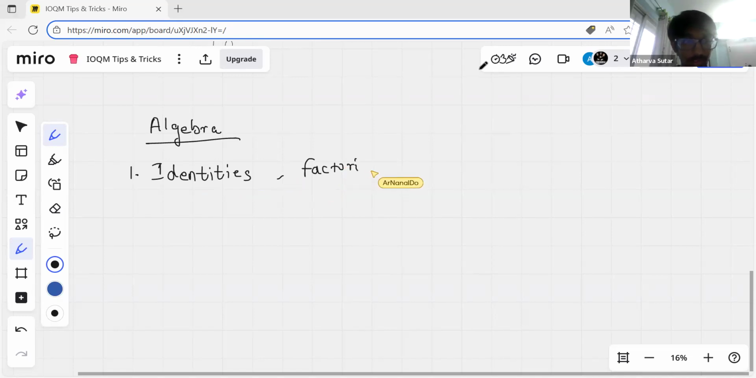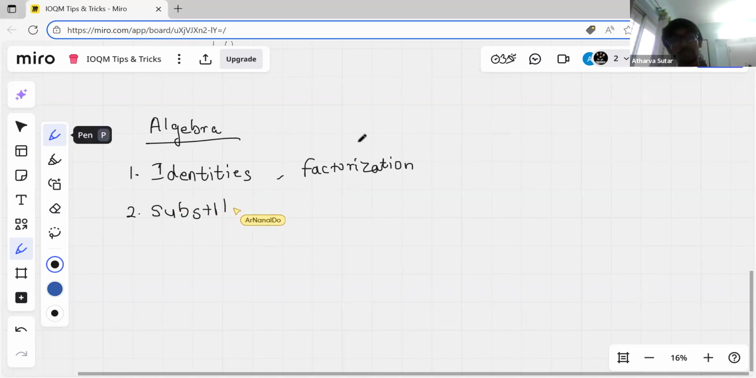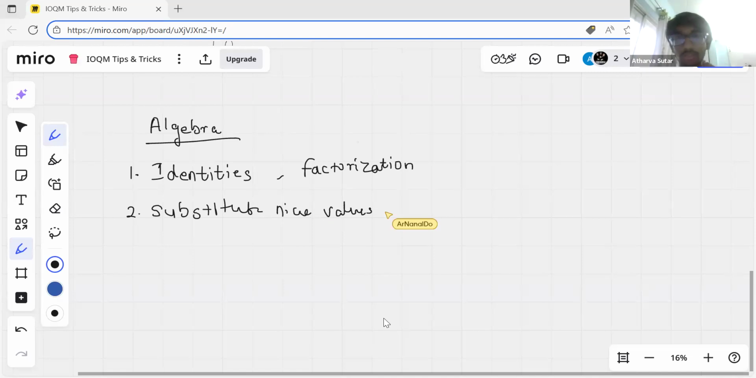Then another thing you can do is substitute nice values in the equations. For example, there was this problem in IOQM 2024, P5, I think. In the problem, you just basically had to substitute x equals y equals z equals 1, and the problem was basically over. Let me just copy the exact statement.